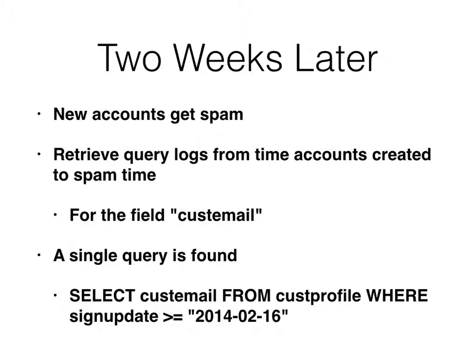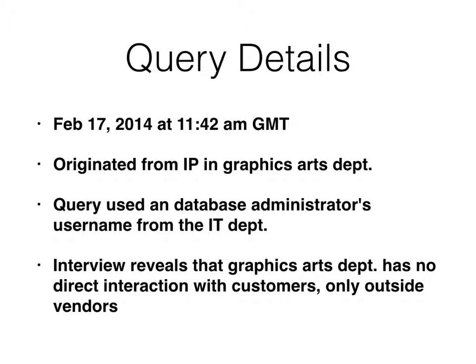So they look at the query logs from the time that the spam arrived, and now you can find a query which selects for all the new customers in a time period. So apparently they're stealing all the new accounts every 2 weeks with a query on the database server, and that's a clue how they're getting in there. So there's your query, you know what time it came in, you know what IP it came from, and it's a company IP in the graphics arts department, but it's using a database administrator's account. So that strongly suggests that it's an outside attacker doing this.